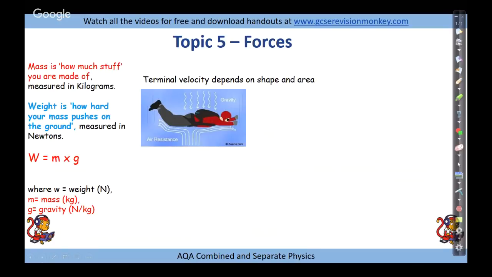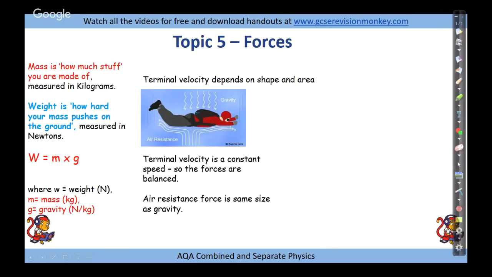Okay, so terminal velocity then, when things are falling and we've got our weight pulling us down and the force of gravity pulling us down, terminal velocity, that maximum speed you can reach, depends on 2 things, your shape and your area. Terminal velocity is a constant speed, so the forces are balanced. Now, air resistance force then upwards will be the same size as the gravity force downwards.